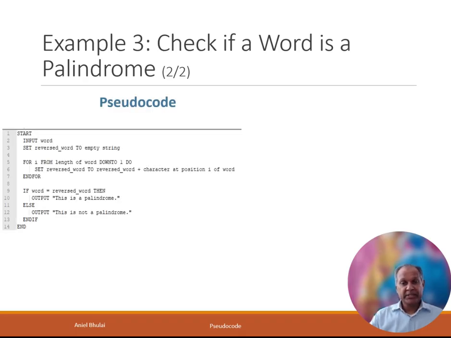In line 2, we ask the user to input a word. And in line 3, we make a variable named reverse word, which is initially empty. Then in lines 5 and 6, we reverse the input word by the user. We use a for loop for this. In line 9, we check whether the input word is the same as the reverse word. Then, if the input word is the same as the reverse word, we display the text, "This is a palindrome." Else, we display, "This is not a palindrome."